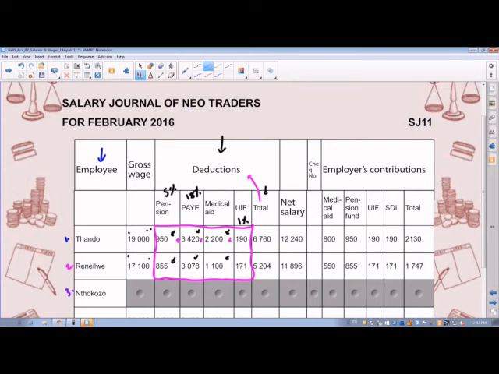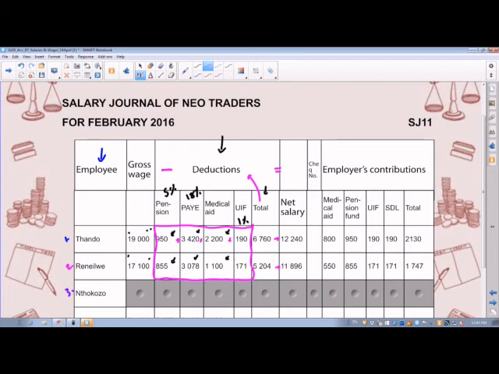So if Tando earns a gross salary of 19,000, what will be deducted? 6,760. And if you take your gross minus your deductions, that will give you your net salary. This net salary will be paid into the accounts of Tando, Renilwe, and Ntokozo. So 19,000 minus 6,760 will equal 12,240. But then the 17,100 minus 5,204 will give you 11,896. Those are the two net salaries, and that's what we will pay into these workers' accounts.